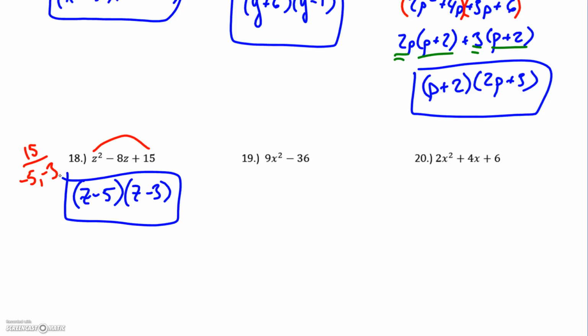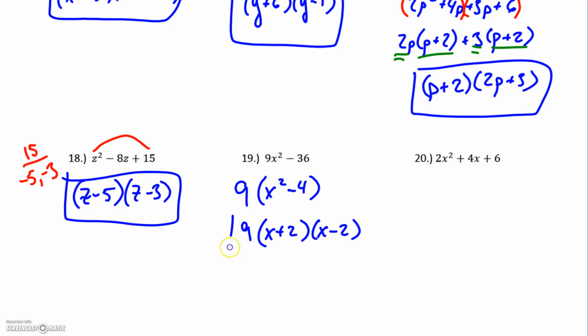Number 19, you might recognize right away as a difference of squares because 9 and 36 are both perfect squares. However, you always want to factor out the greatest common factor first. So in this one, I want to factor the 9 out first, which is going to leave me with an x squared minus 4 in the parentheses. And now this thing right here, the x squared minus 4, that's a difference of squares. So that can factor into conjugates. It factors into an x plus 2 and an x minus 2. And that 9 just kind of tags along for the ride. So now this is factored completely.